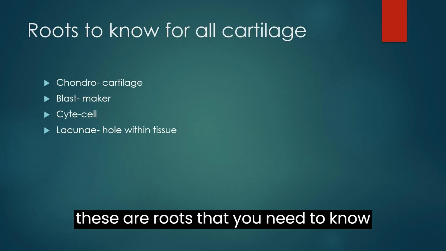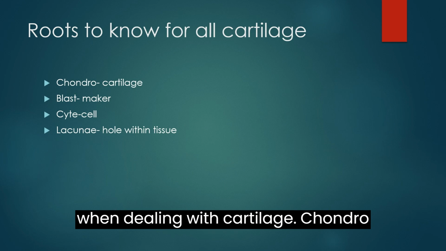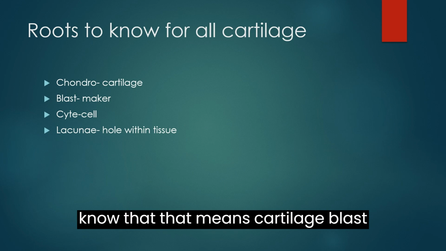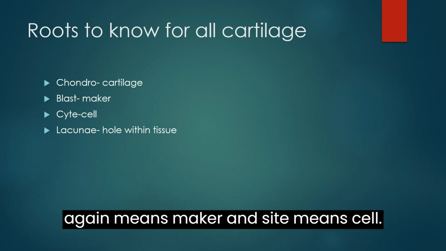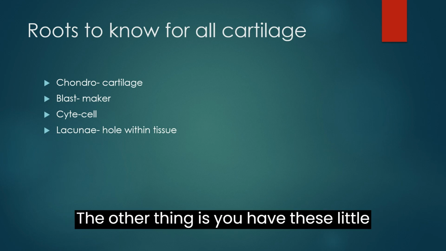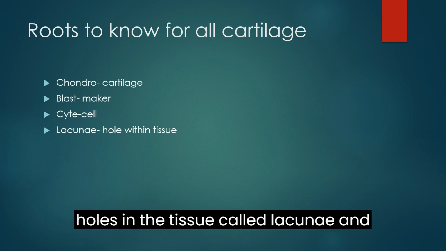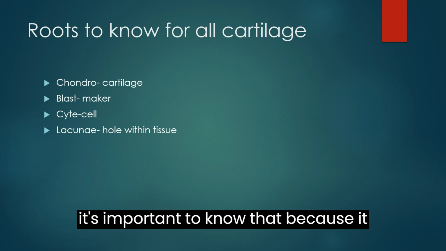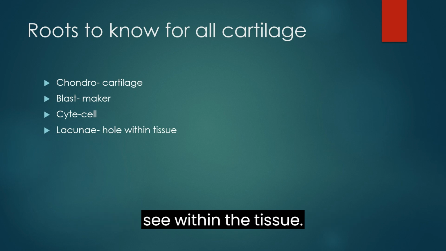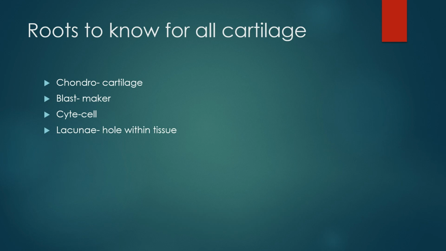Now, these are roots that you need to know when dealing with cartilage. Chondro, know that means cartilage. Blast, again, means maker, and site means cell. The other thing is you have these little holes in the tissue called lacunae, and it's important to know that because there are structures that you can see within the tissue.